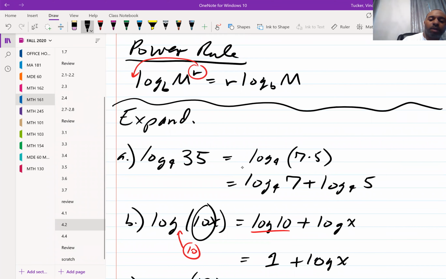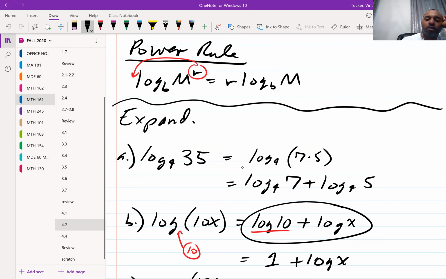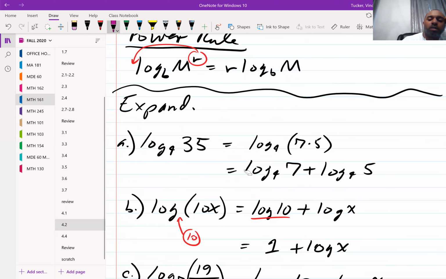All right, do the same thing here. We have log base 10 of 10x. So don't forget that when you don't see anything there, they assume you know there's a 10 there. So we can break it up into log of 10 plus log of x. And then log of 10 will simplify to 1. So that's 1 plus log of x.